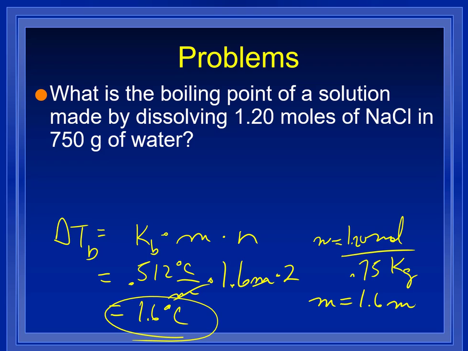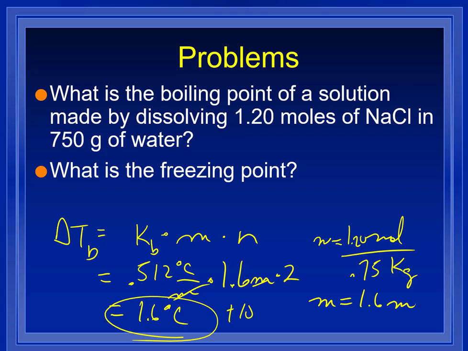We didn't figure out the temperature it boiled at. We figured out how much the temperature it was going to boil at changed. What temperature does water normally boil at? 100 degrees, right? So to find the final temperature, I have to add the 100 degrees, and I get 101.6 degrees Celsius. And that goes back to the question about, do you put the salt in your spaghetti water so it raises the boiling point?